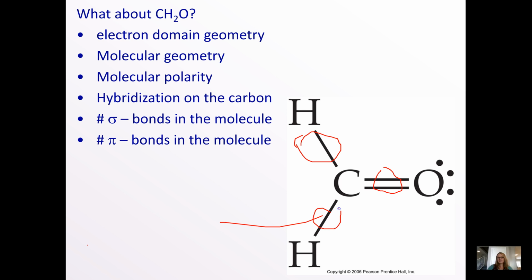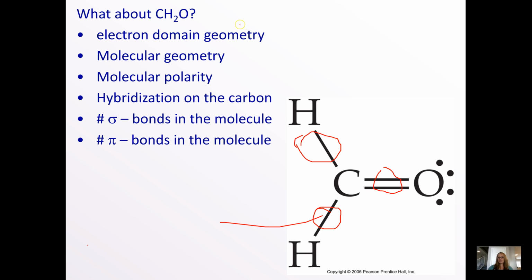Okay. And then 3, electron domain geometry. Sorry about that. Molecular geometry. So electron domain geometry with 3 would be trigonal planar. And the molecular geometry, there's no bonds or lone pairs on that carbon, so it would also be trigonal planar.